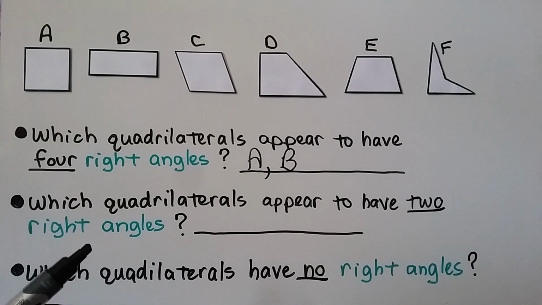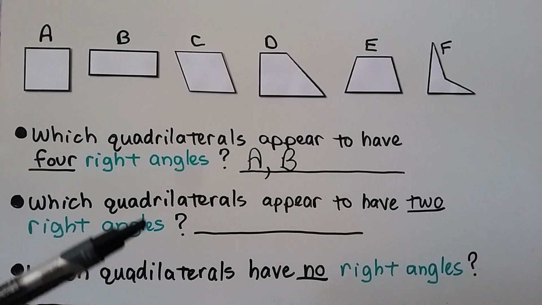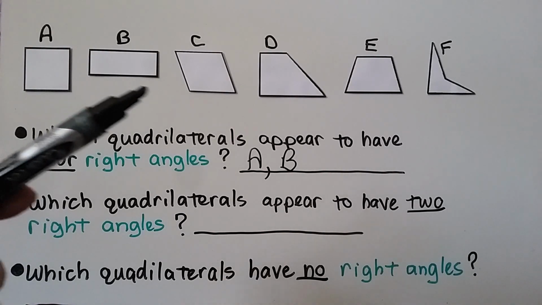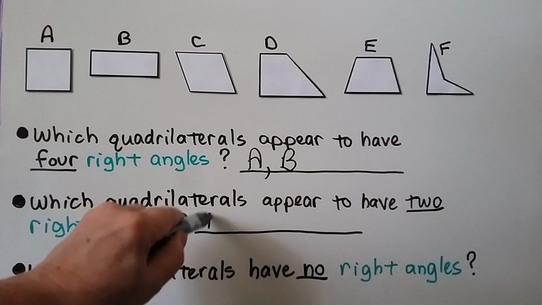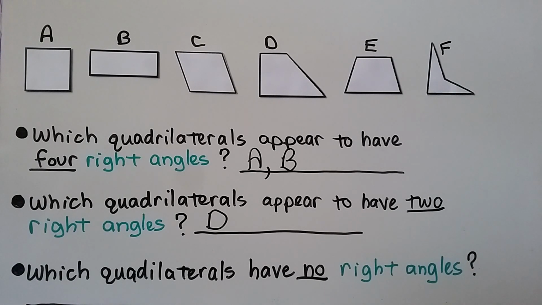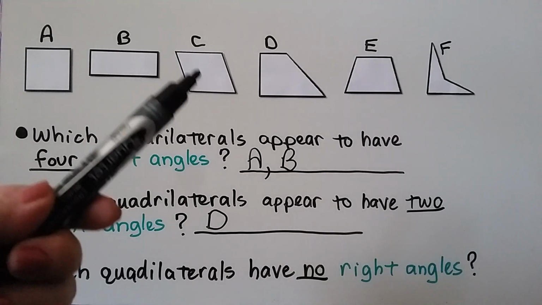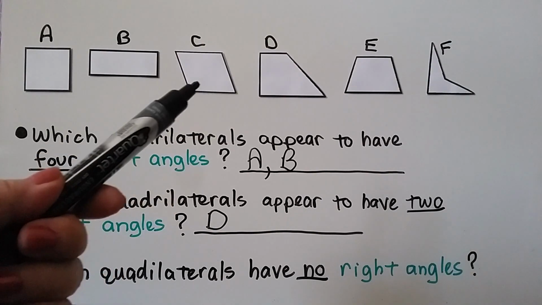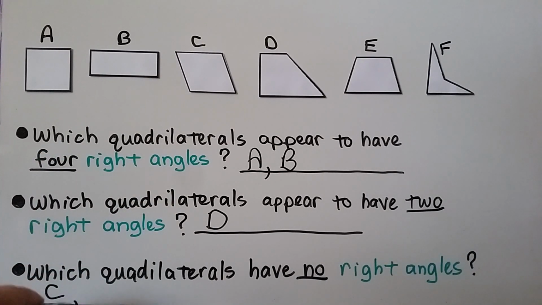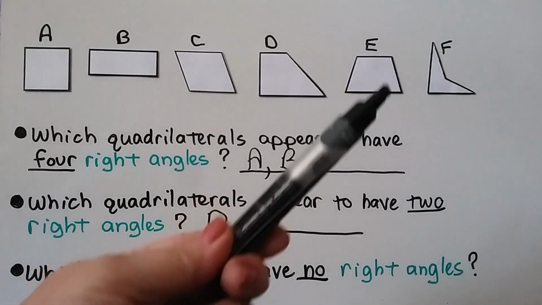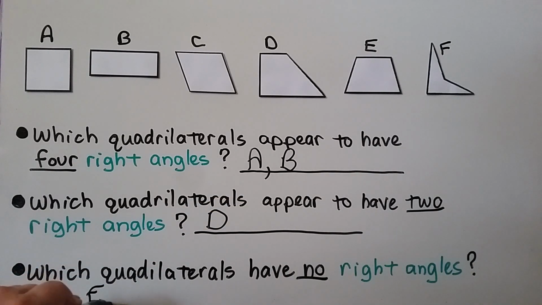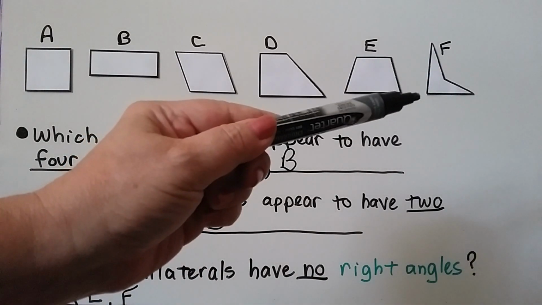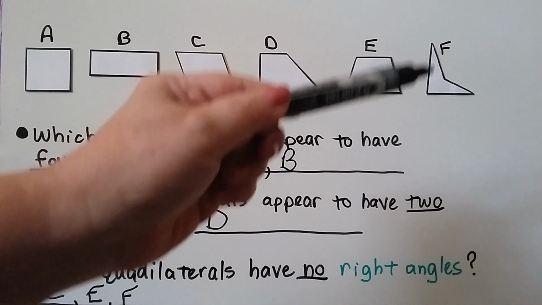Which quadrilaterals appear to have 2 right angles? This has 4, this has 4, this has 0. This looks like it's got 2 right angles, so it would be D. And which quadrilaterals have no right angles? That's got right angles, that's got right angles. That one doesn't. That one's got 2, so we know C is one of them. This one doesn't have any right angles, and this one doesn't have any right angles. So we have E and F. If F had a right angle right here, this would be going straight up instead of a little bit on a slant, wouldn't it?